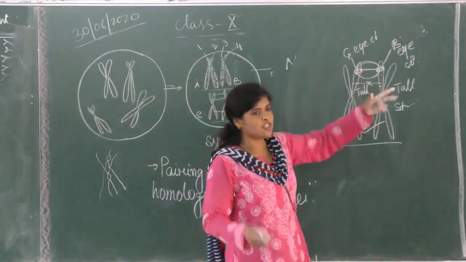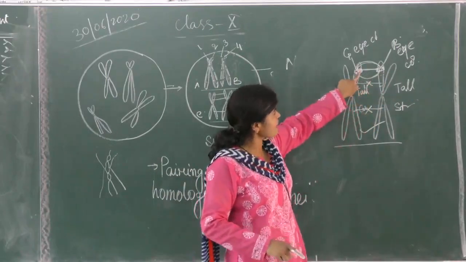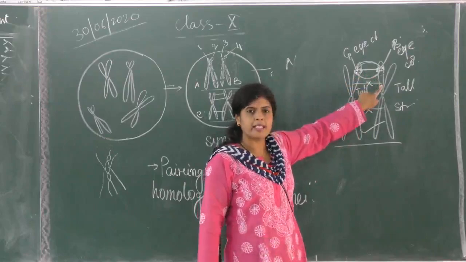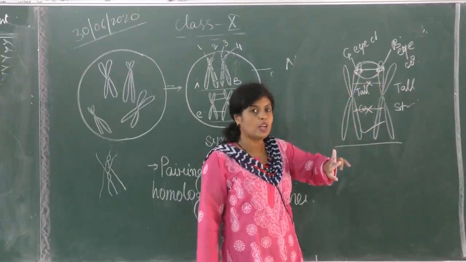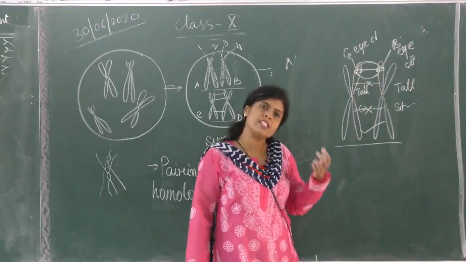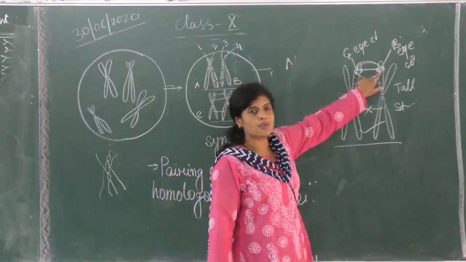Here any of the genes come in contact with each other, but one more thing is there: eye color will never get exchanged with height. Never. Same characteristic will get exchanged. Remember, the same characteristic may have different forms. I mean to say, the same characteristic is controlling eye color.